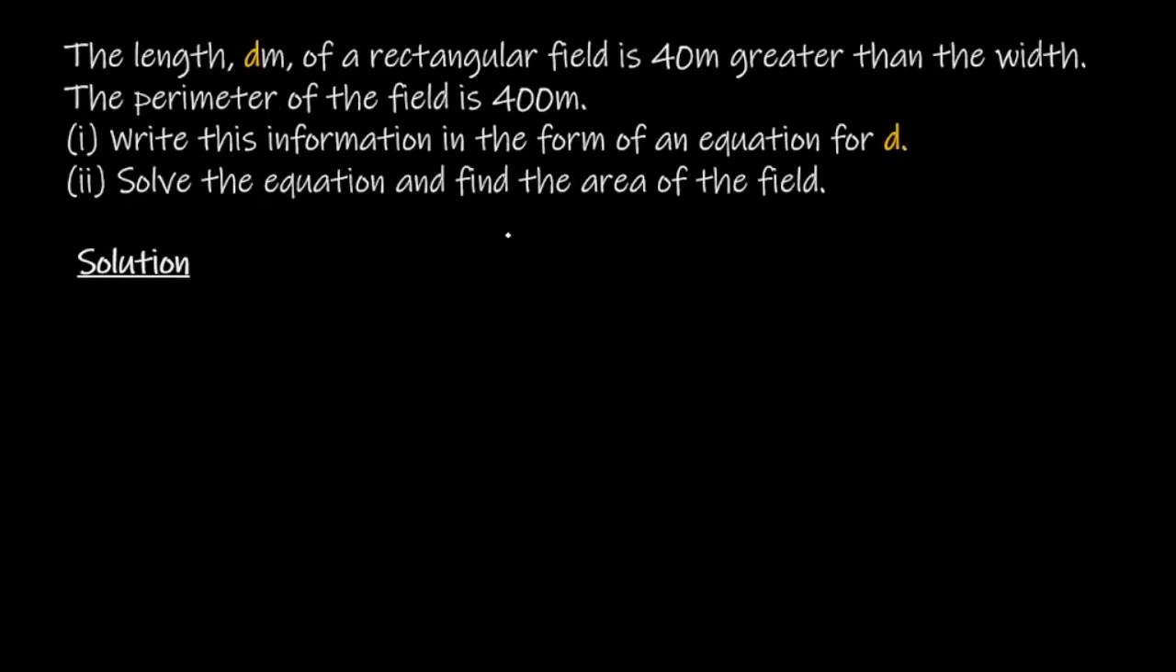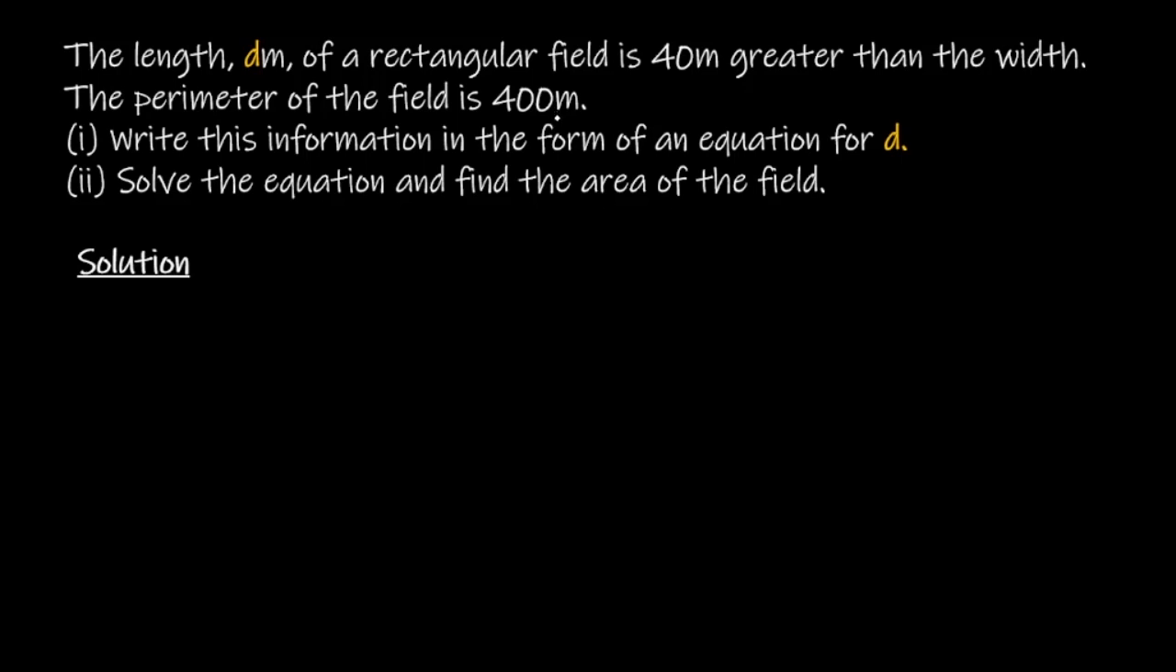Alright, so let's have a look at one final example. The length D in meters of a rectangular field is 40 meters greater than the width. The perimeter of the field is 400 meters. We have to write this information in the form of an equation for D and solve the equation and find the area of the field.